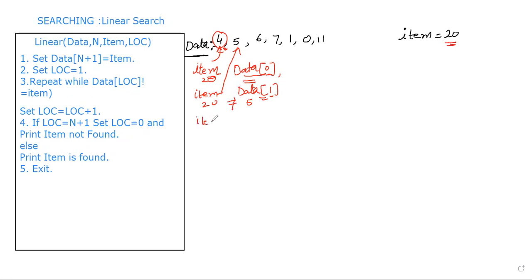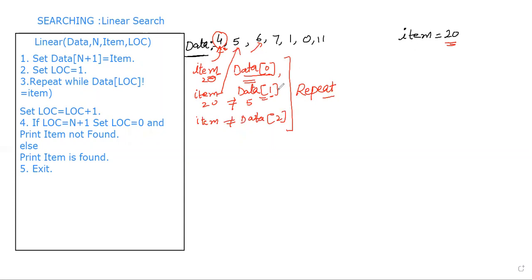Then my loop will proceed further, and I will compare the item with data 2. Once I compare with this value, which is 6, I get to know that again these values are not equal to one another. I am supposed to repeat this entire process until I am able to find the item equal to 20 in the given data set.